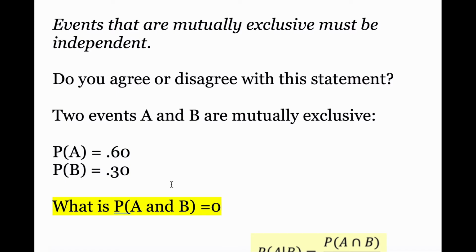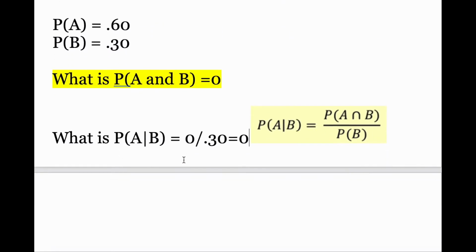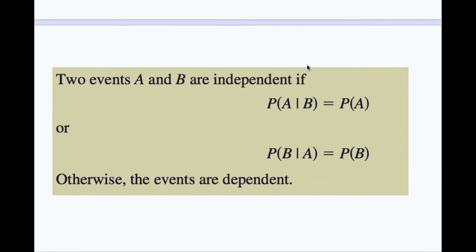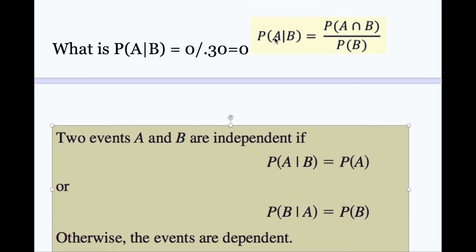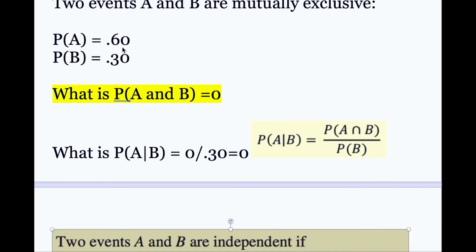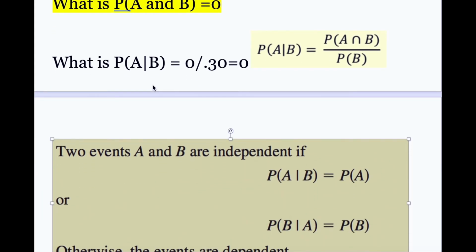These two events, A and B, are mutually exclusive, but are they independent? So let's test using probability. Two events, A and B, are independent if probability of A occurring given that B has occurred is equal to probability of A. Looking at our example, probability of A occurring given that B has occurred is equal to 0, whereas the probability of A is equal to 0.60. Therefore, this statement does not hold true.